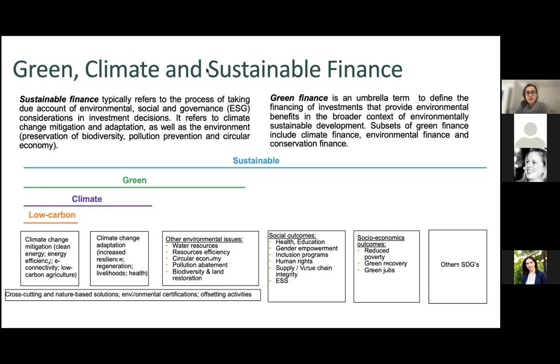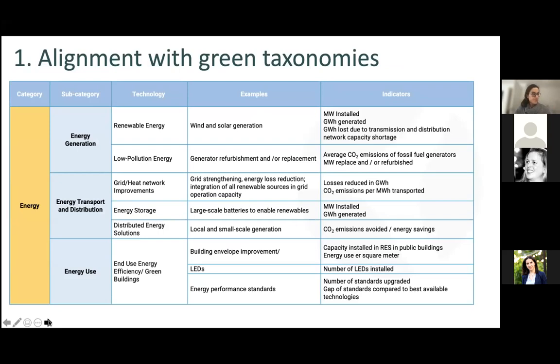And we can also link the sustainable to the sustainability and sustainability indicators, which are given to us by the SDGs, the Sustainable Development Goals. So far, so good. If there are questions, let me know.